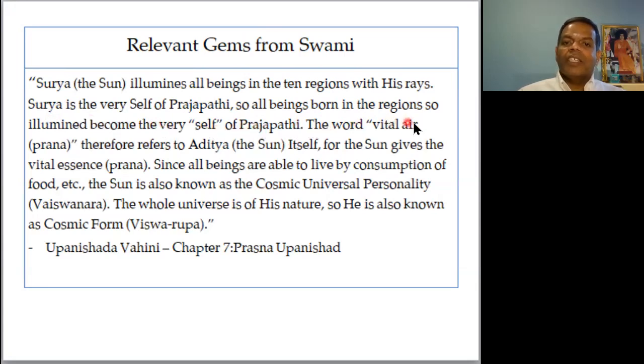All beings born in the regions so illumined, that is the way he is illuminating, become the very self of Prajapati. Because the sun is Prajapati, because of him only everything comes into being. Everything is alive because of the sun. So he is the one who gives life. When our world is illumined by the sun, we become Prajapati himself, is the meaning. The word vital air, or prana, therefore refers to Aditya, the sun itself.